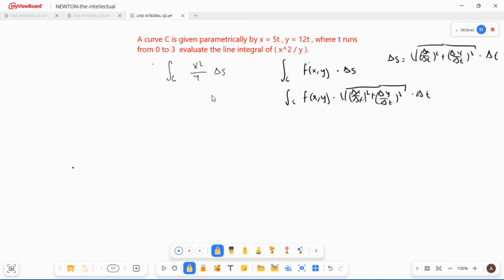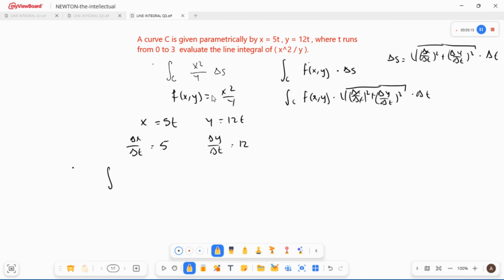So just like that one, we also need to find dx/dt and dy/dt if we have to solve this question at all. So now, basically, what this tells us is that our f of x, y is equal to x squared over y. So the only thing left is for us to find dx/dt and dy/dt. They've given us the parametric equations, x to be 5t and y to be equal to 12t. We can easily find dx/dt to be equal to 5 and then dy/dt to be equal to 12. And then we just plug in our values.